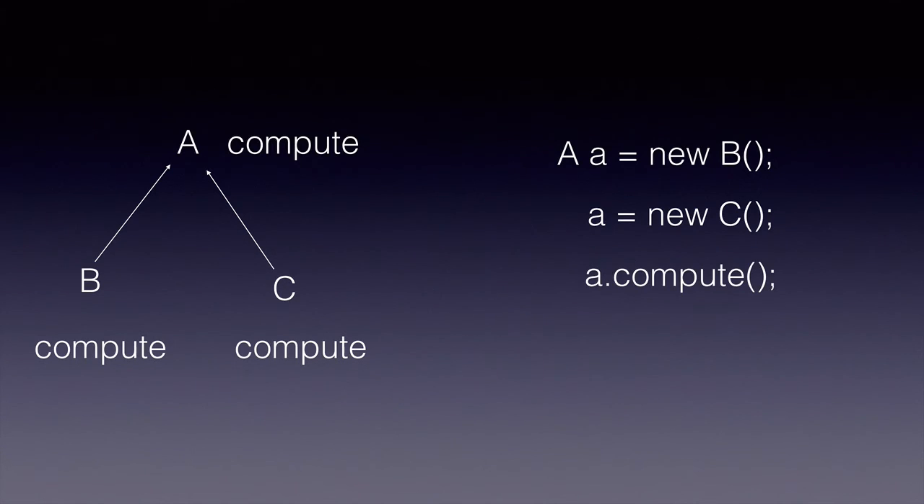If I call A.compute, the JVM will dynamically decide that A is pointing to C at runtime and it will invoke the compute method on C and not B or A. This is runtime polymorphism.